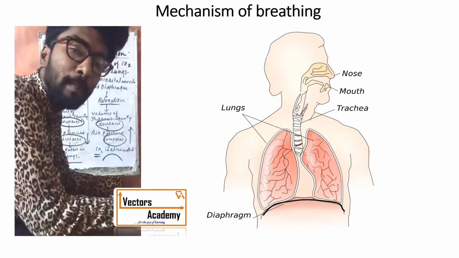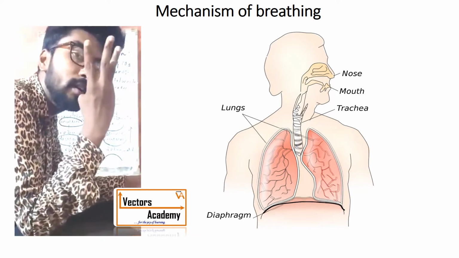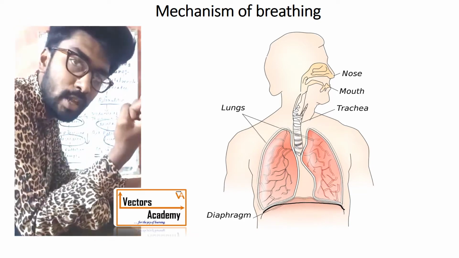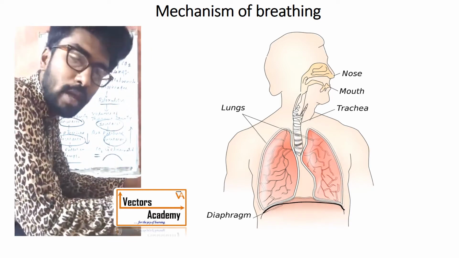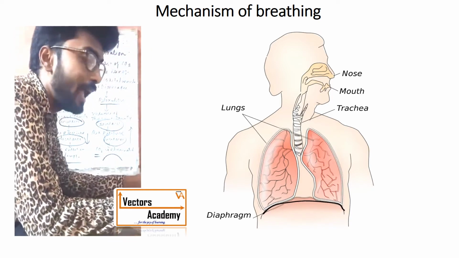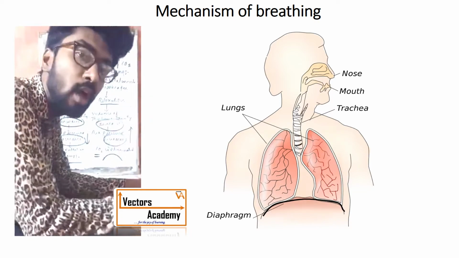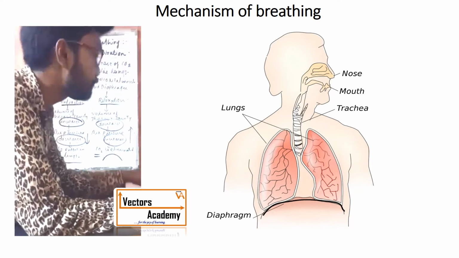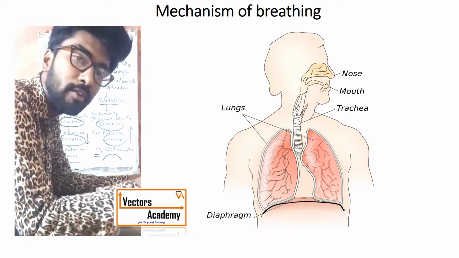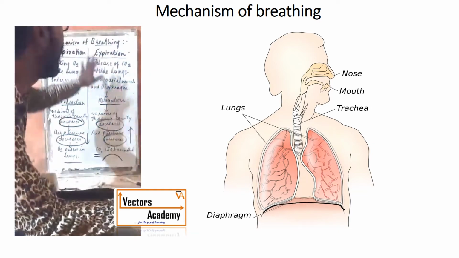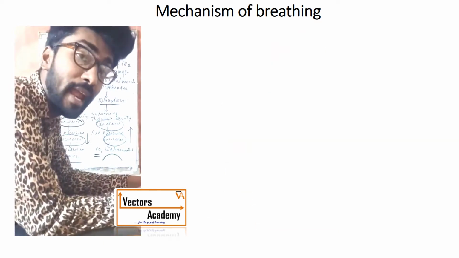So let's start about mechanism of breathing in man. Here we require three important structures. First, intercostal muscles, second, ribs, and third is the diaphragm, which are present in the thoracic cavity. As we all know, what is diaphragm? It is a dome-shaped structure which divides the thoracic cavity from the abdominal cavity. Correct? Next, intercostal muscles. These are the muscles which connect one rib with another rib. So now, mechanism of breathing takes place in two steps, that is inspiration and expiration.